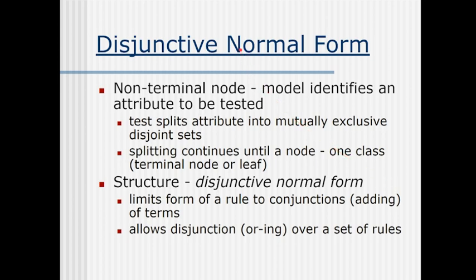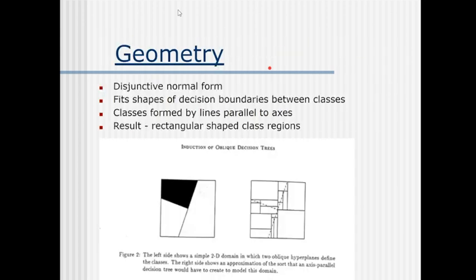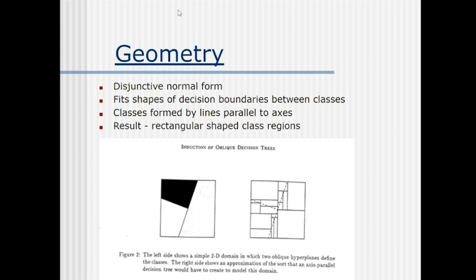So now we'll look at disjunctive normal form. At a non-terminal node, the model identifies an attribute to be tested. The test splits the attribute into mutually exclusive disjoint sets. Splitting continues until a node has one class, a terminal node, or leaf. In terms of structure, disjunctive normal form limits the form of a rule to conjunctions, ANDing of terms, and allows disjunction over a set of rules. So, geometry. Disjunctive normal form fits normal shapes and decision boundaries between classes. Classes are formed by lines parallel to the axis. The result is rectangular shaped class regions.